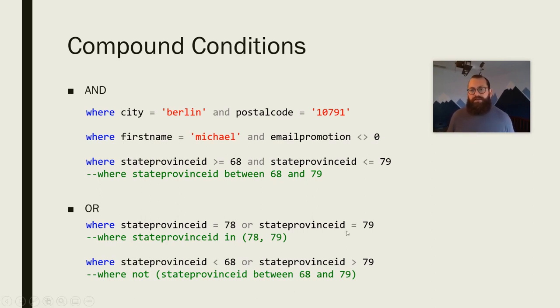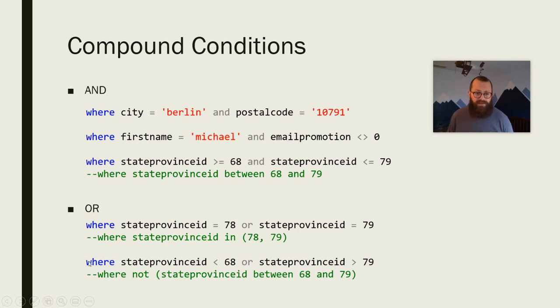And then with or, that's the opposite, the converse, right? Only one of the conditions supplied between the or operator needs to be satisfied in order for the record to be returned. So in the first example, where state province ID equals 78 or state province ID equals 79 is really telling SQL to return a record if it has a value of 78 or 79 for this field. This is the same as what we saw in our equivalence examples in the first lecture with the in keyword, right? So where state province ID in 78, 79 accomplishes the same thing.